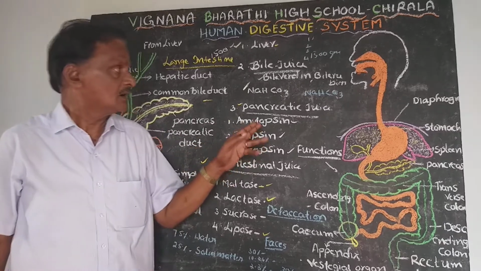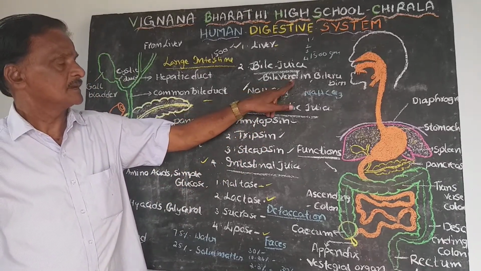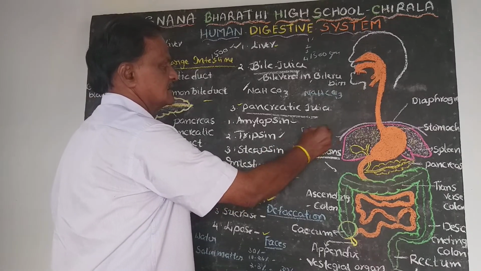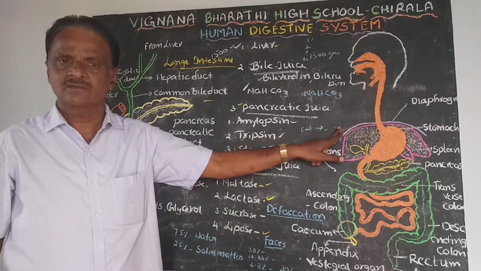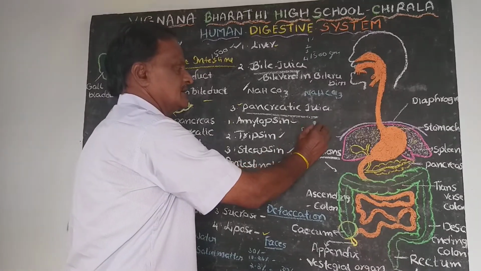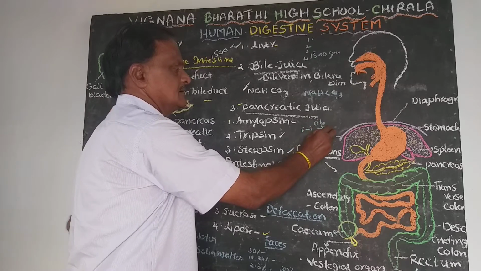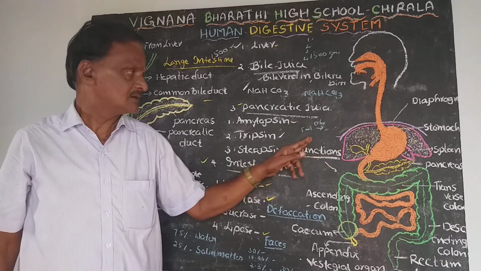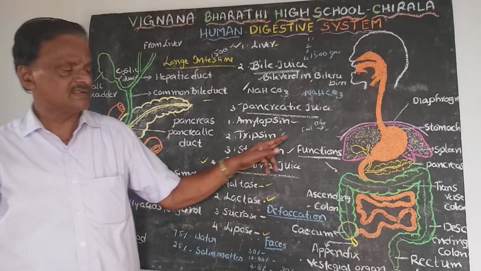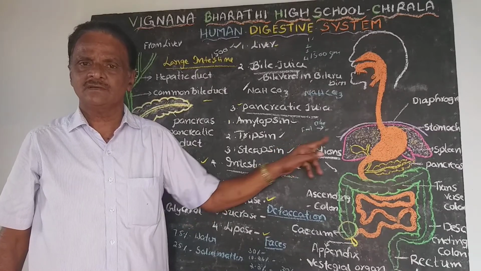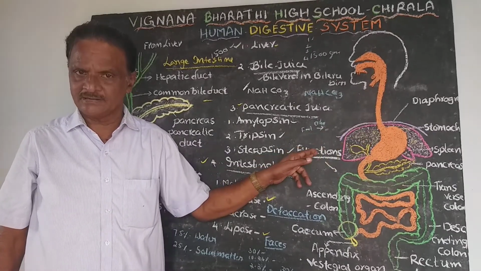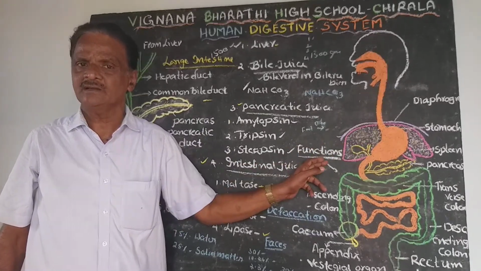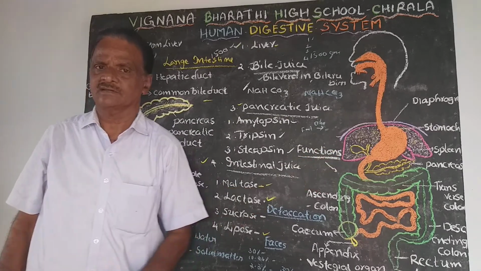So, the role of the bile is as follows. Fats are converted into emulsified fat by bile. Next, acidic chyme is converted into alkaline chyme by the bile juice. That is that one.